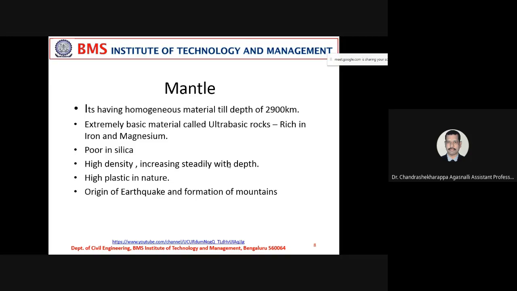Most of the earthquake origins and the formation of mountains come from this mantle part of the earth. The origin of an earthquake may be 2,900 kilometers down below the earth, or it may be just 50 kilometers down. It depends on plate tectonic collisions.